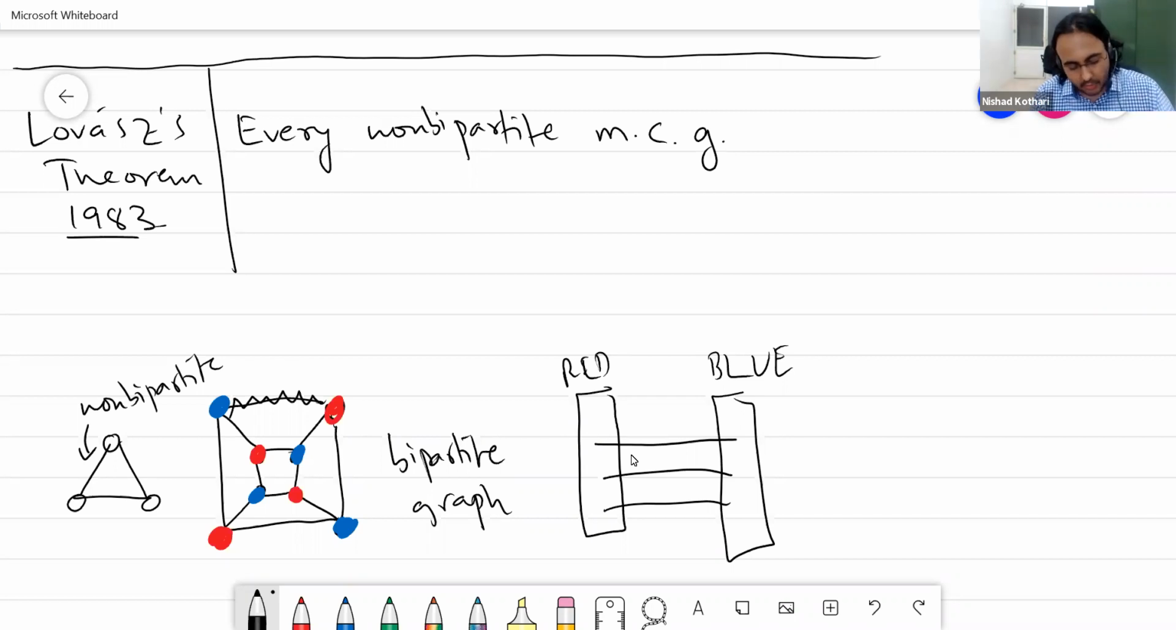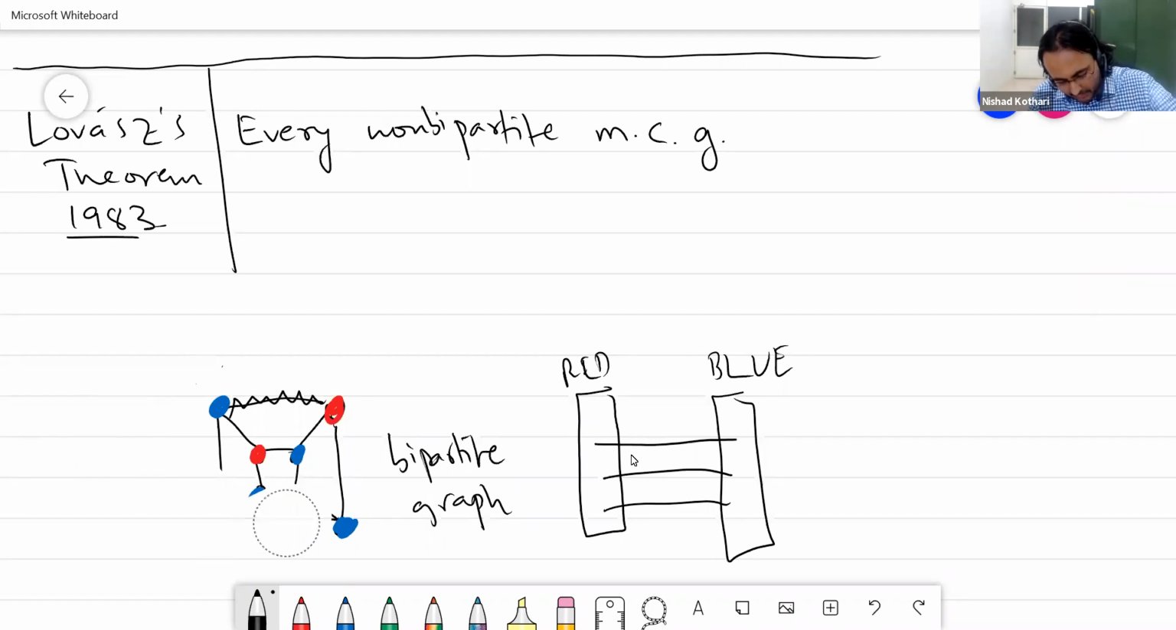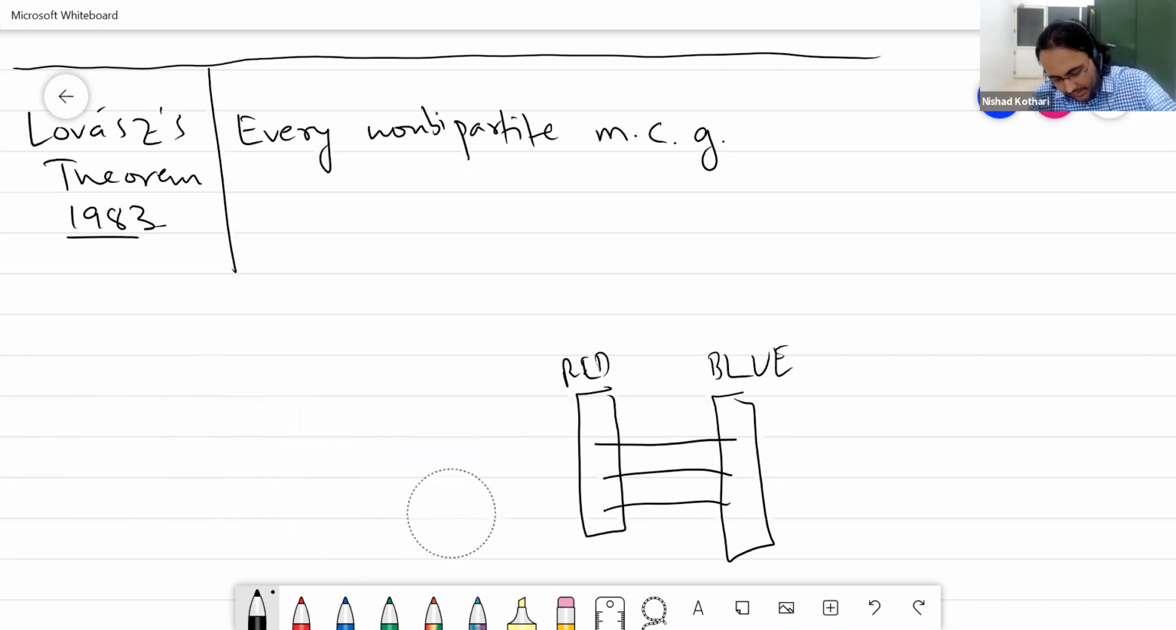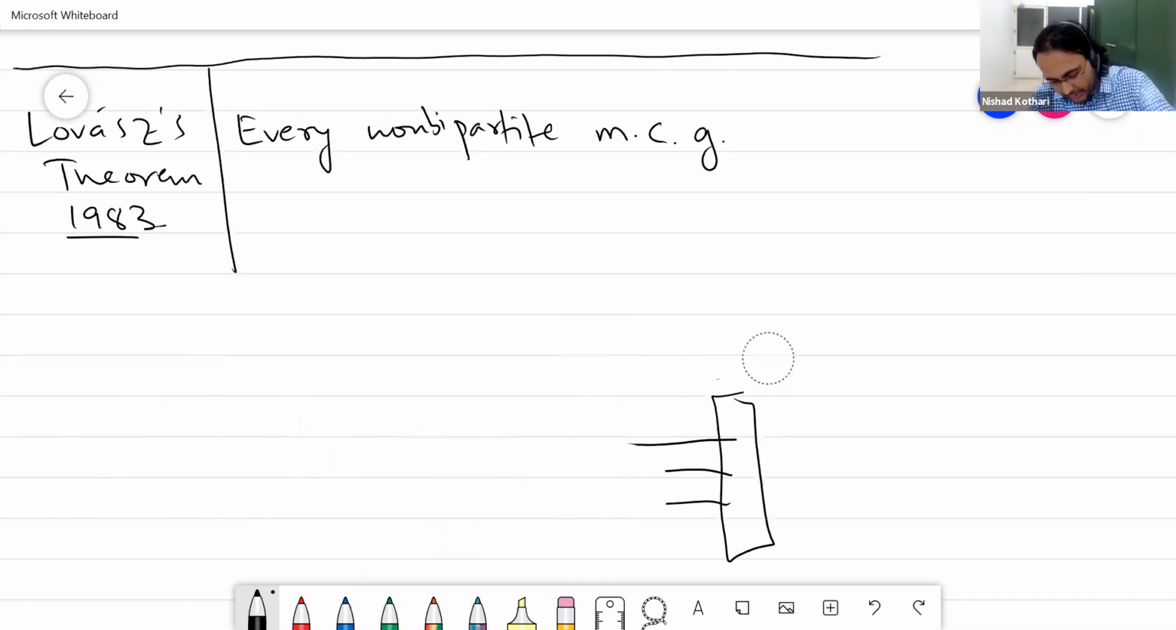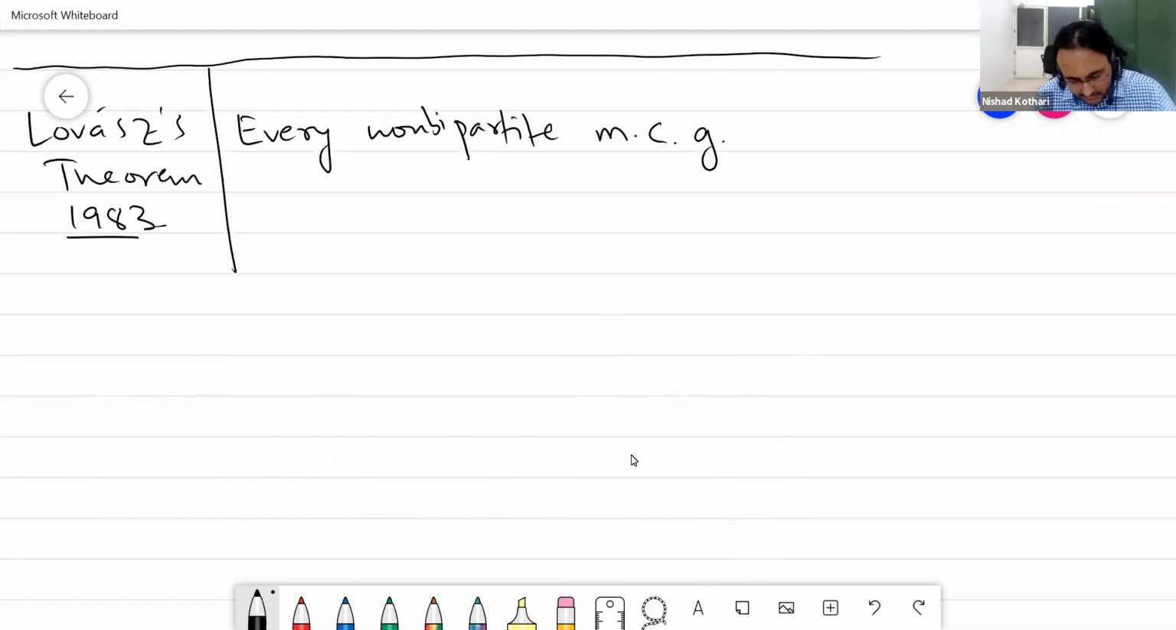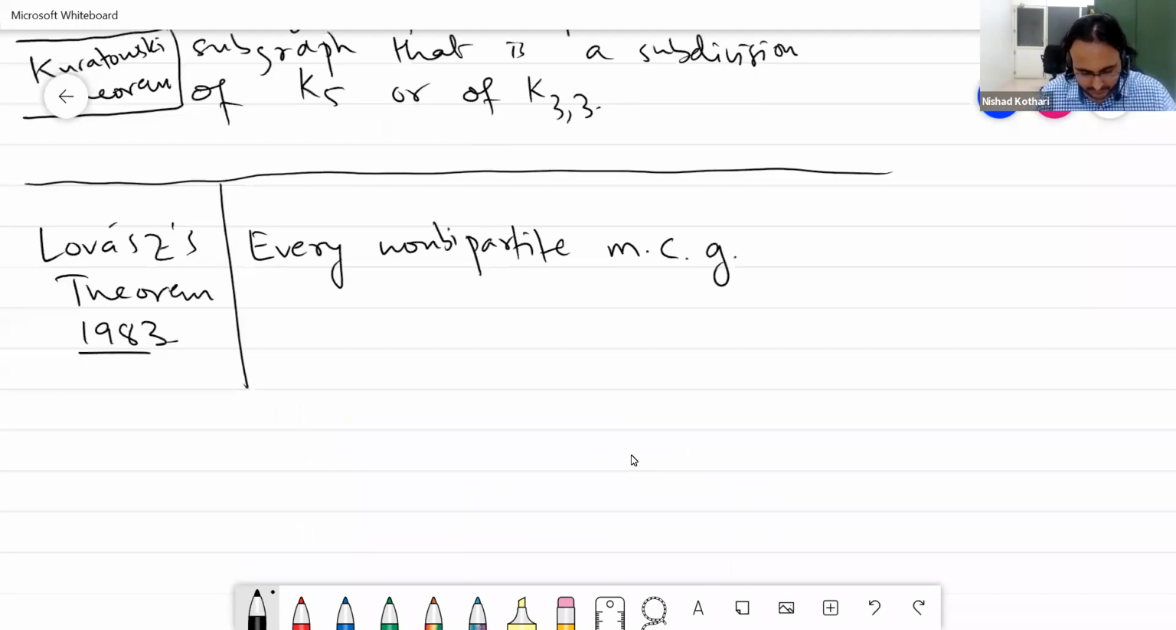That is why you will see a lot of literature distinguishing between bipartite graphs and non-bipartite graphs, because the difficulty of problems changes significantly between these two classes. What Lovász proved, he focused on non-bipartite graphs because for bipartite graphs, people had already made a lot of progress. And in the context of non-bipartite matching covered graphs, he proved a theorem similar to Kuratowski's theorem.